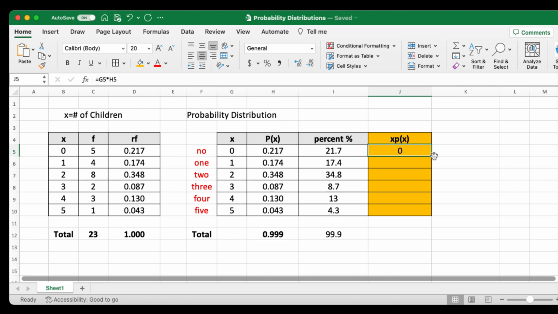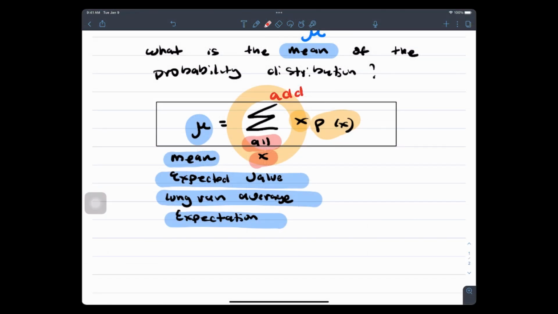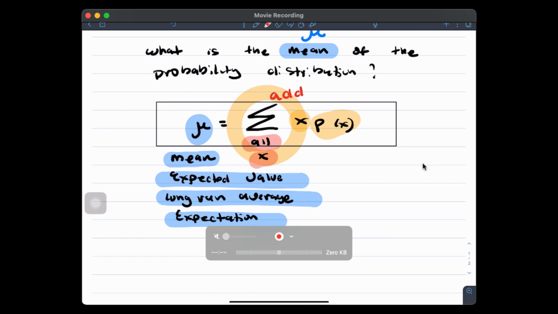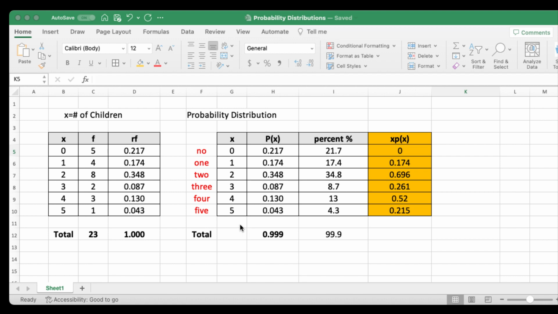And I'm going to do that for every x value. So I'm going to do what's called autofill. This does it automatically for me. So that's what they're talking about when I say to you, go back to the iPad. You're looking for all of this right here in orange. That's the x p of x column. So that's what you need to do. Now you need to add them. And if I add them, you say, well, what happens when I add them? Well, add them now.